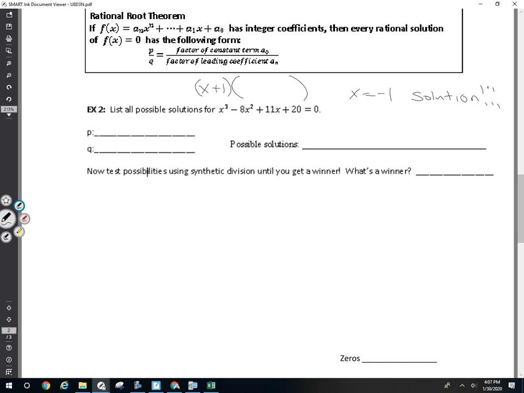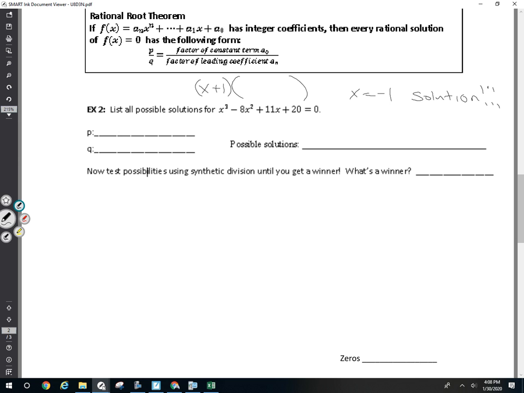How about a simpler situation? 3 times something equals 12. How do I get this? You divide by 3, right? Well, if x plus 1 times something gives us x cubed minus 8x squared plus 11x plus 20, what should I do? Thank you, Mr. Steck, for giving us the answer that might seem a little complicated, but it's not.